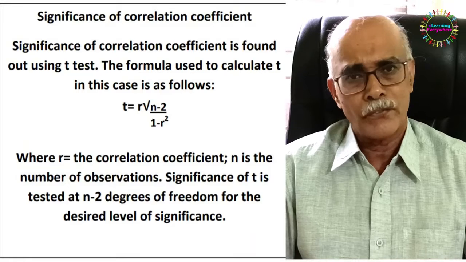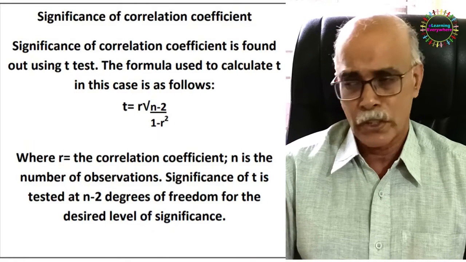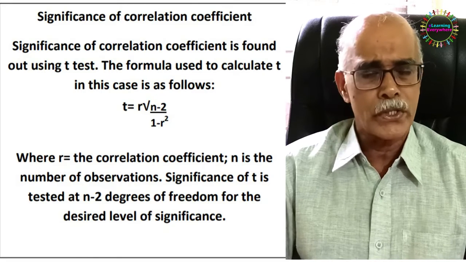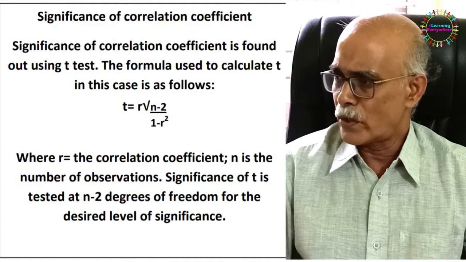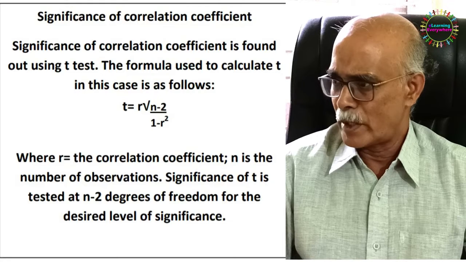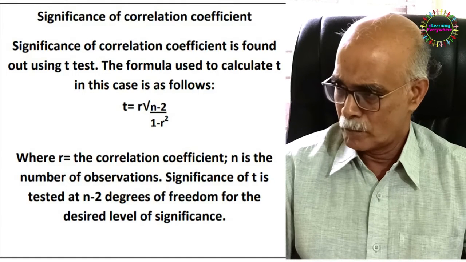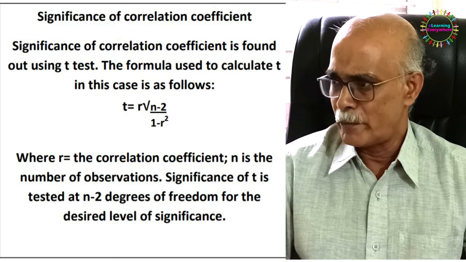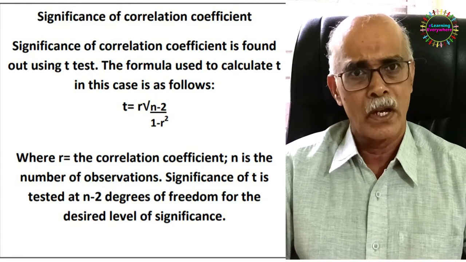But if you want to statistically test the significance of the correlation coefficient, we will go for a t-test. The formula of t that is used is t is equal to r into square root of n minus 2 divided by 1 minus r square.